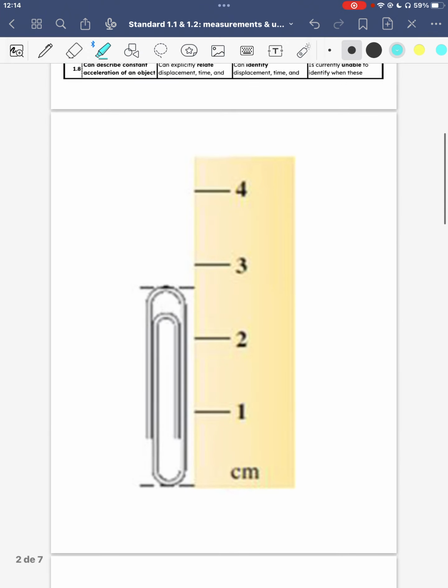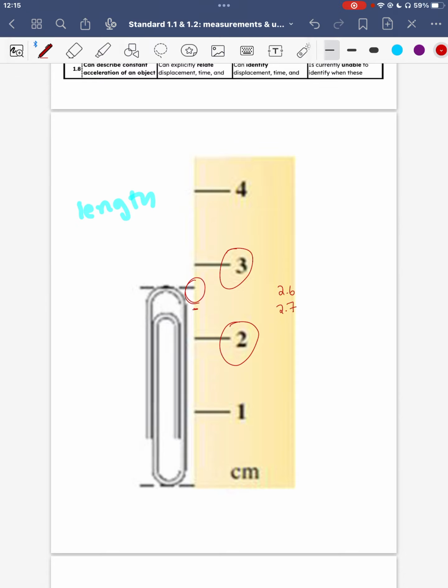All right, take a moment to look at this paper clip here and try to figure out how long it is. What is its length? Well, I can see it's somewhere between 2 and 3 centimeters, but I have to estimate how far in between. So it looks like it's a little over halfway, maybe 2.6 or 2.7.